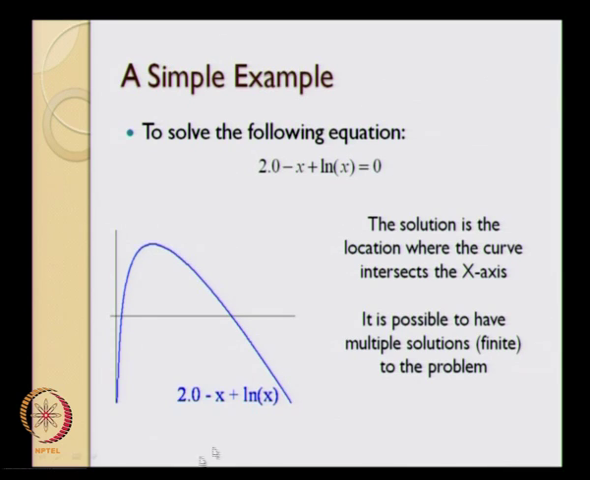Now there are two solutions, one at this particular location and the other at this particular location, both of which are solutions to the equation 2 minus x plus ln x. The first solution is 0.1586 and the second solution is 3.1462. So these are the two solutions to the equation.